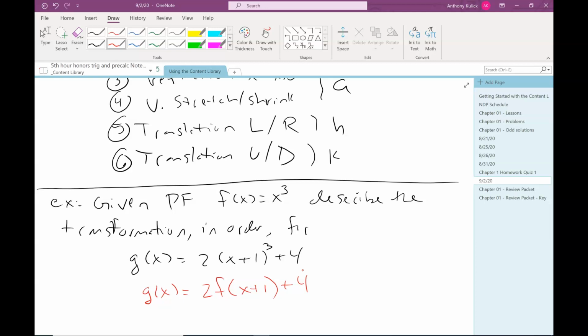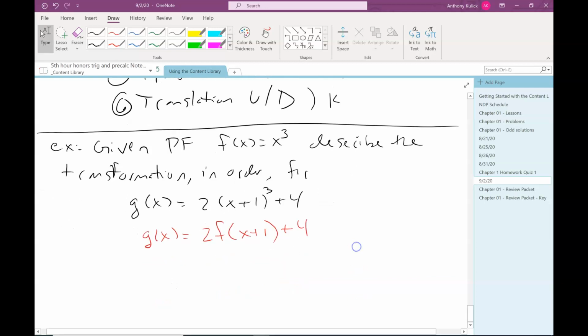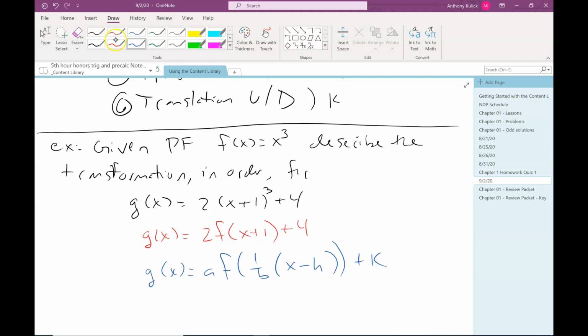Is everybody okay with what I did there? Hopefully that's easy to see, right? Sometimes that could be more difficult to see, but in this case it should be relatively easy to see what I did. And what I want to do now is I know that my general form for my transformation should look like this. So I want to rewrite my g of x so that it looks like that, so it's easy to pick out the values for a, b, h, and k.